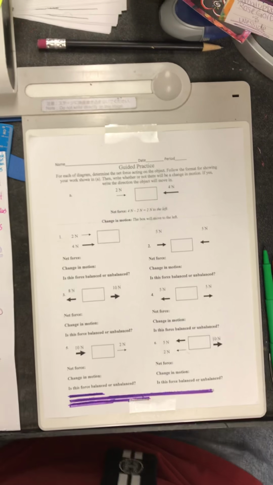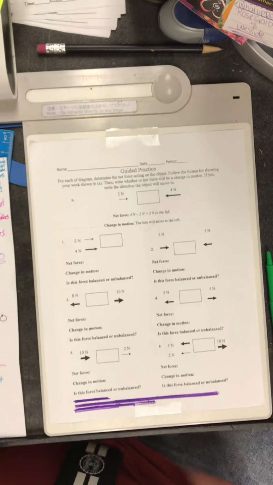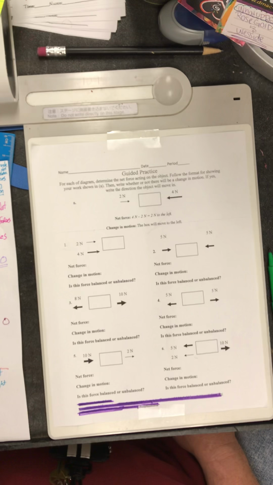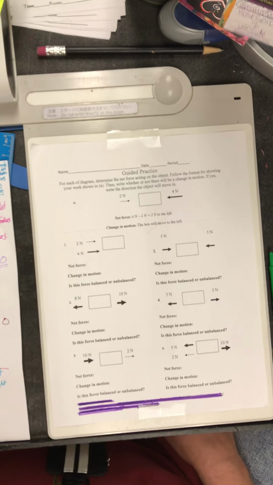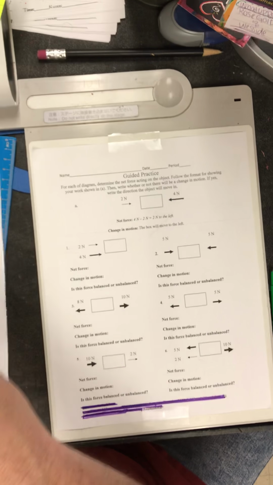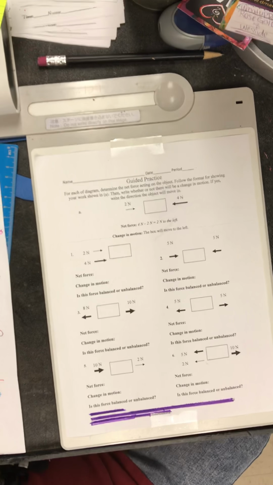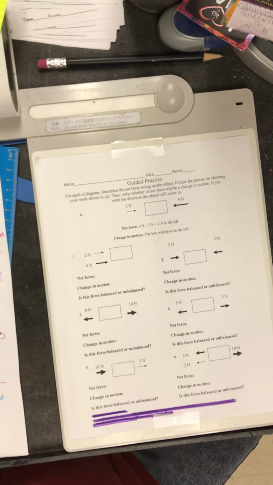All right, guys, so what we're going to do now is continue with balanced and unbalanced forces. Coming off of the lecture, we talked about how you get your net force. Now that we understand what balanced and unbalanced forces are, we need to go about calculating. How do you calculate your net force? We're going to go through a guided practice sheet here, and we will work through this.